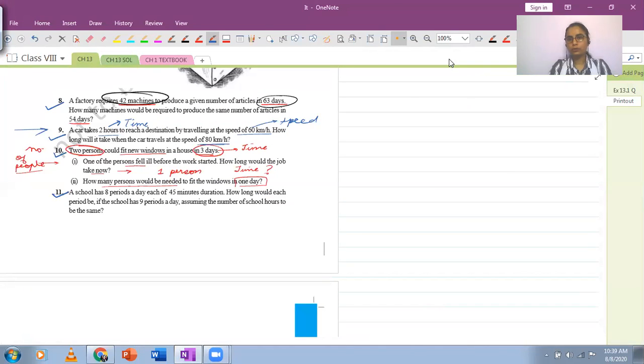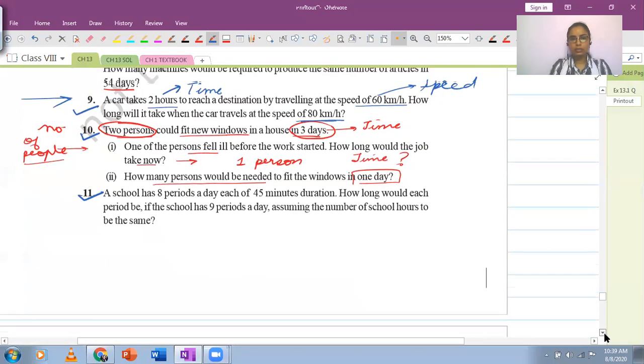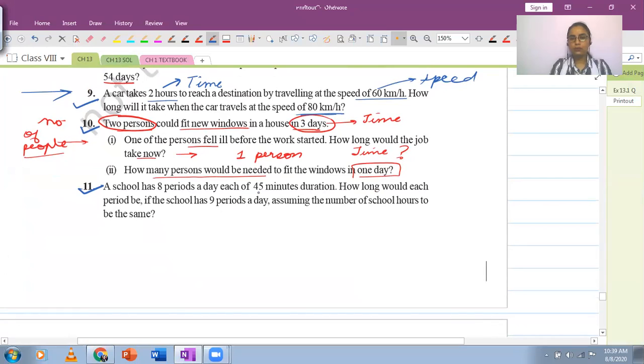This is the last question. A school has 8 periods a day, each of 45 minutes duration. So there are 8 periods every day, and each period is of 45 minutes duration. How long would each period be if the school has 9 periods a day, assuming the number of school hours to be the same? School उतनी देर के लिए लगना है जितना लगता है रोज.